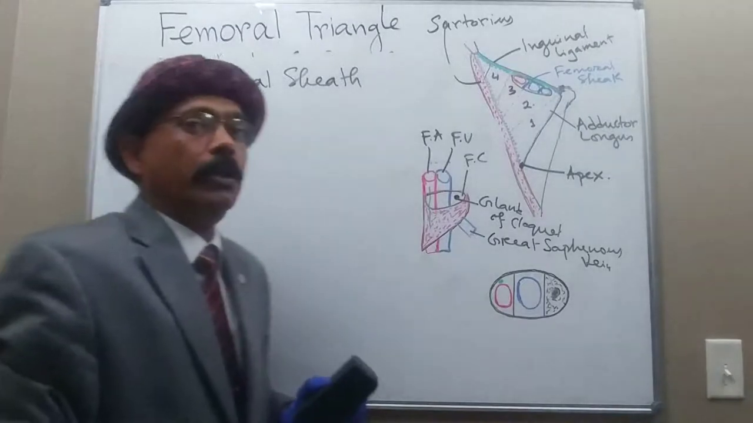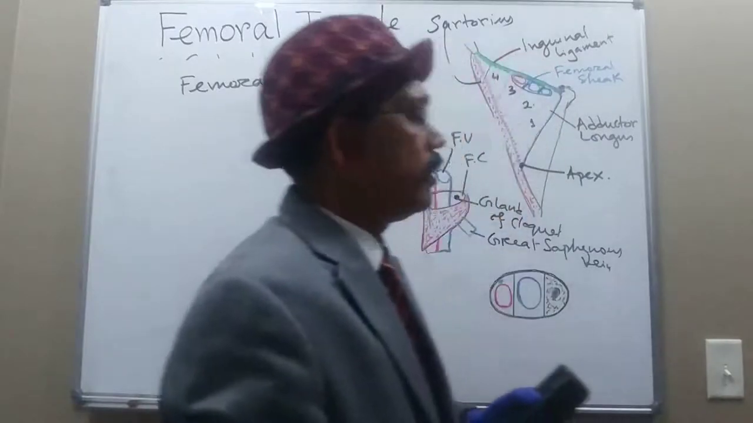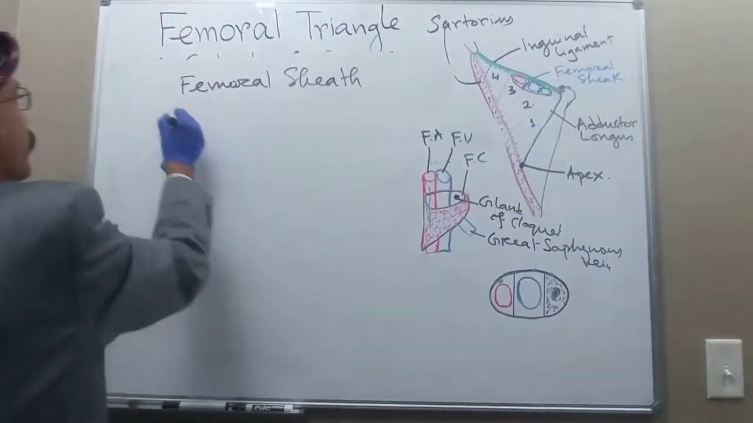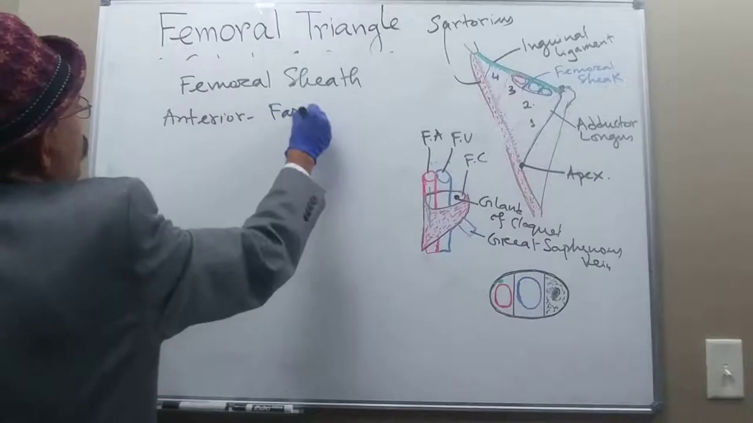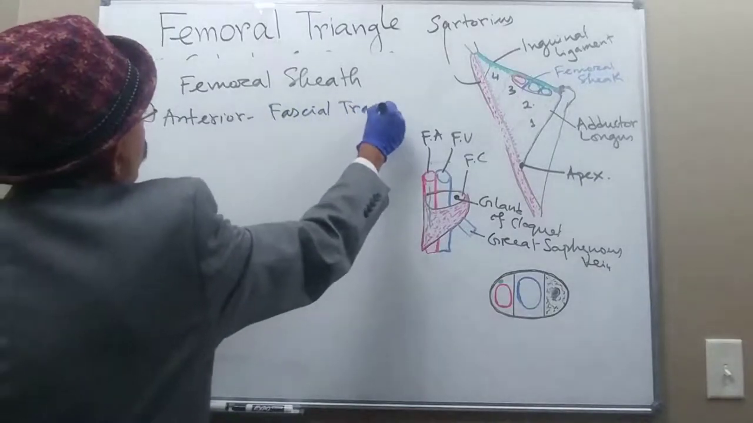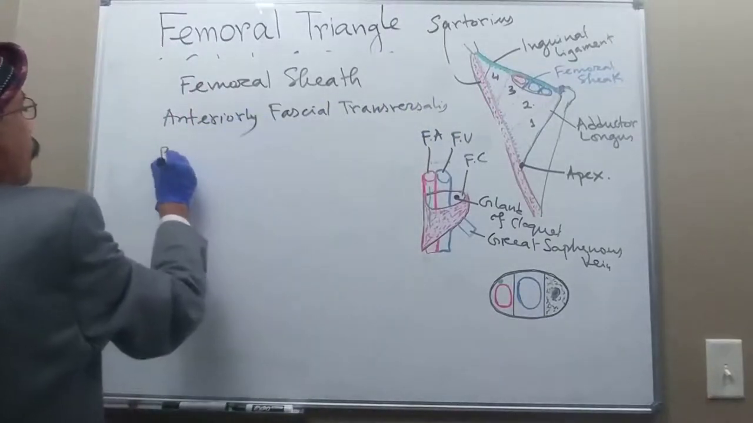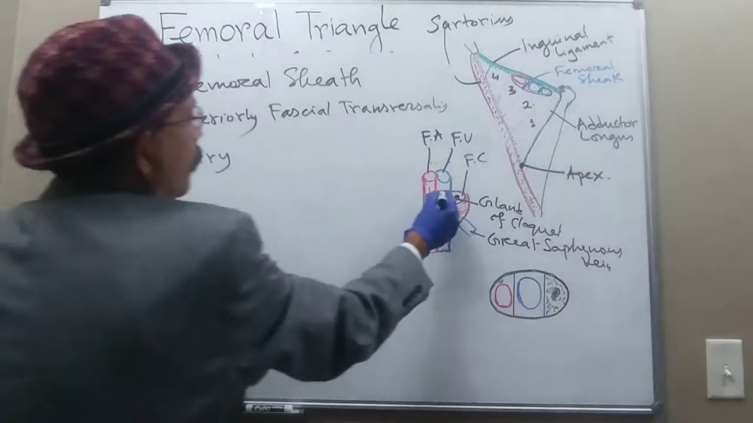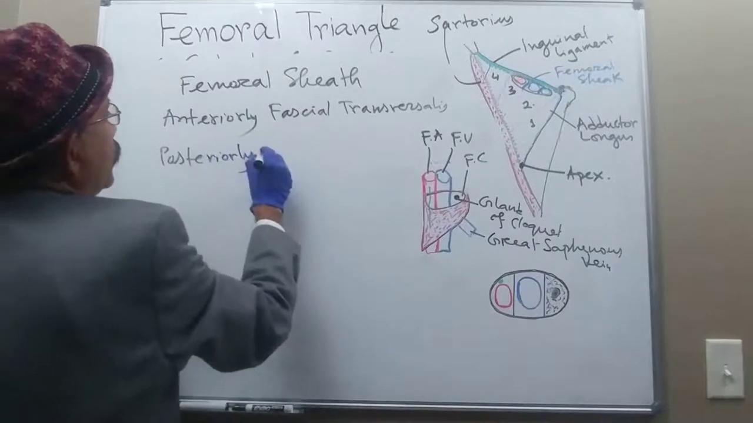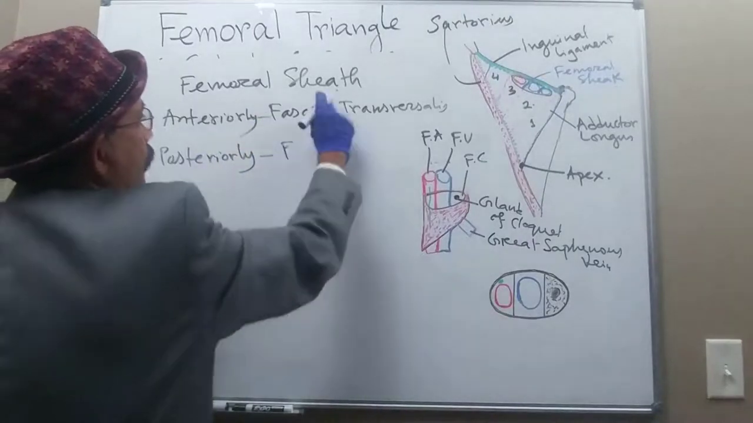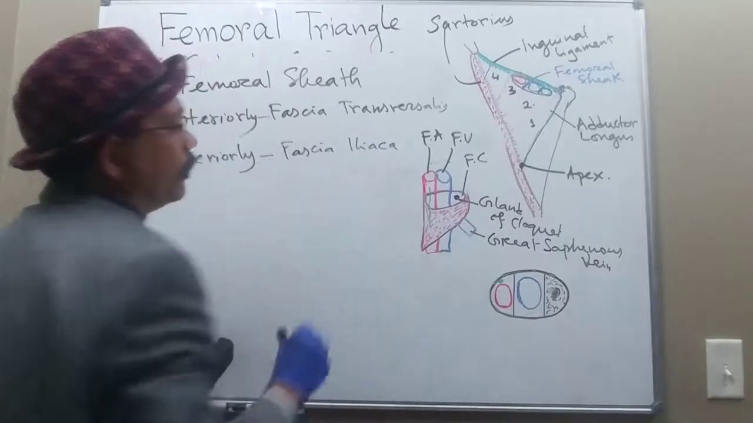Femoral sheath, how is it formed? Anteriorly it is formed by the fascia transversalis, posteriorly it is formed by the fascia iliaca. Okay, we got that.